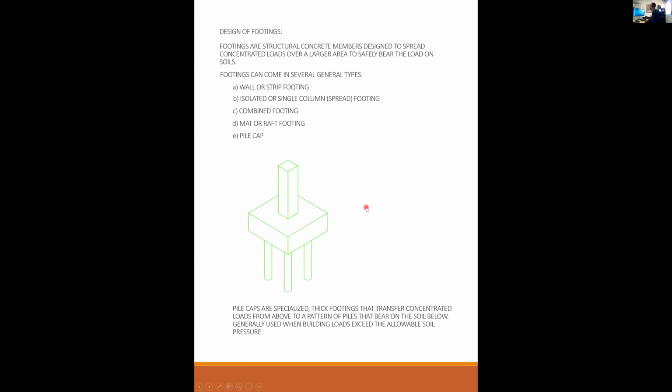Pile caps are specialized, thick footings that transfer concentrated loads from above to a pattern of piles that bear on the soil below, generally used when the building loads exceed the allowable soil pressure, as determined by the geotechnical report. Okay, this class will focus on strip and spread footings only. Combined footings, mat, and pile caps are really more advanced topics.